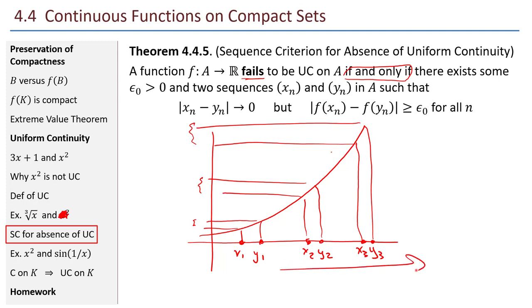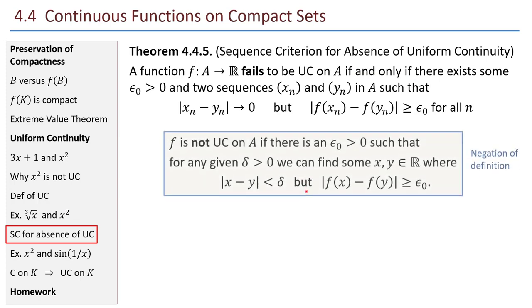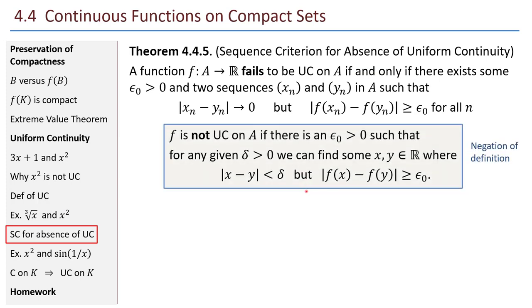So if I can make a sequence of pairs of terms where the pairs are getting closer and closer together, but the function values don't ever squeeze in together, then that's exactly what it means for my function to not be uniformly continuous. Recall the definition for uniform continuity, and here's the negation of that definition. F is not uniformly continuous on A if there's some epsilon naught greater than 0, such that for any given delta greater than 0, we can find some x and y in the reals where the difference of x and y is less than delta, but the difference in the function values is greater than or equal to that epsilon naught.